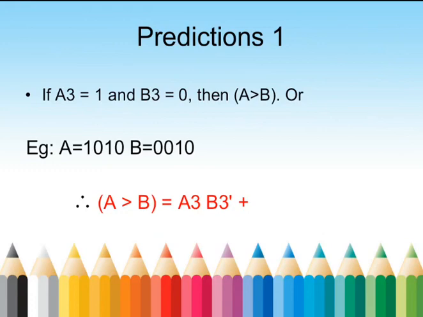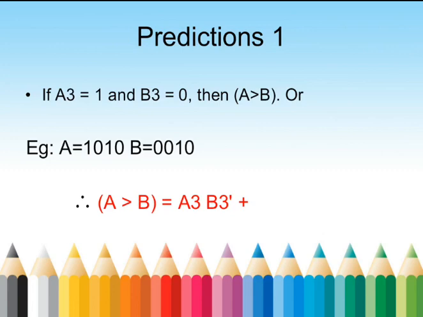Here the MSB bits are A3 and B3. Now check for the condition. If A3 is 1, B3 is 0. Yes, we may express this as A is greater than B. The logical expression can be written in a red color font.